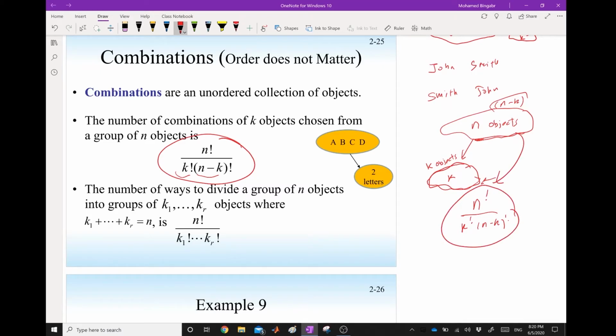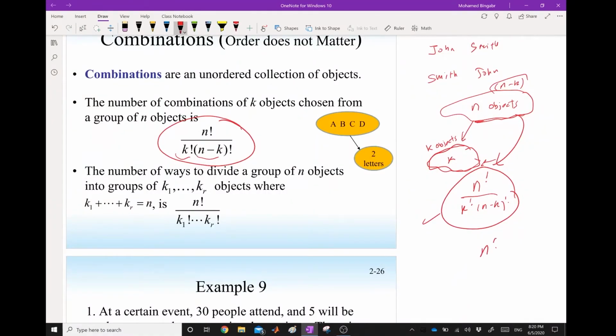So when order does not matter, then use this equation. When order matters, then use this equation: n factorial over n minus k factorial.